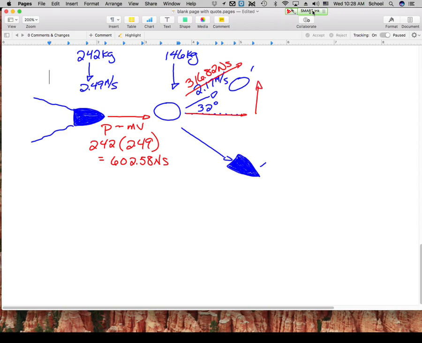The forward part is the which side of the triangle? Adjacent. So I would want to use cosine. So if I take cosine 32 times 316.82, at some point I'm going to start rounding here. So we have 269 Newton seconds of that still going forward, and we would use sine for the other side, where we would have 168 Newton seconds going to the side.